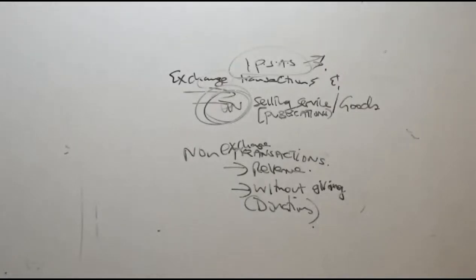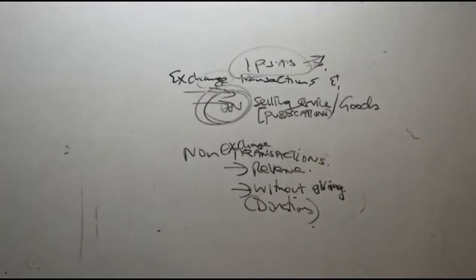Catherine tells us the seller must not retain control of the goods or services. If the seller still has control of the goods, has a say over the goods, then that is not a sale. You can't recognize revenue.